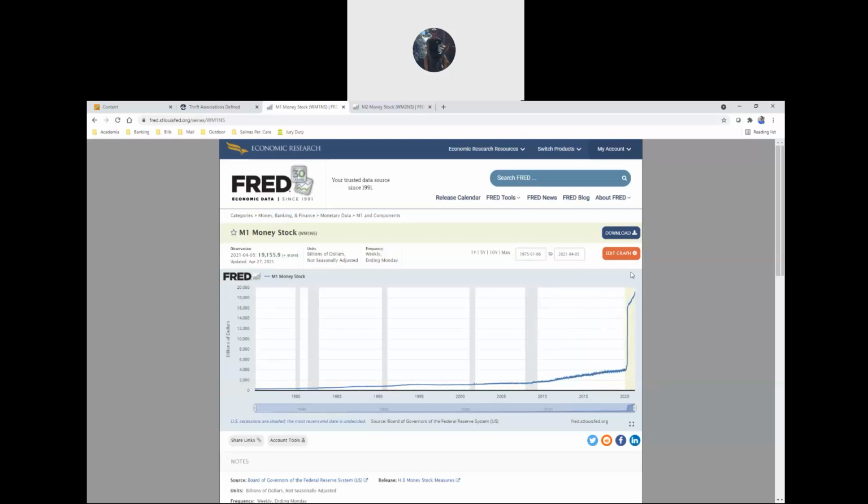Again, I'm not sure why, or well, kind of sure, but the jump is due to really low interest rates and the fact that there were all those loans given out. And so any of those loans that were given out during the last year, those go into your checking account and those add to the M1 money stock.